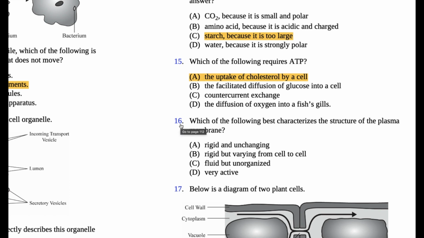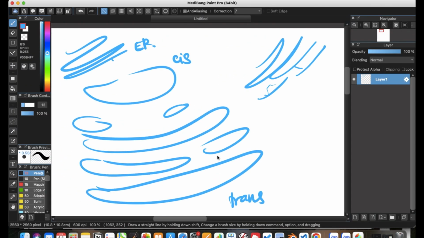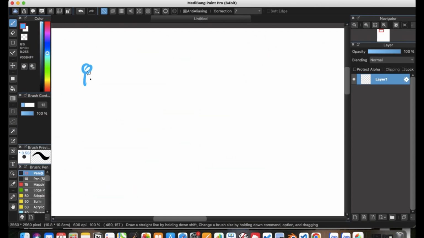Which of the following best characterizes the structure of the plasma membrane? And you can see that plasma membrane rigid and changing? No, obviously not. Rigid but varying from cell to cell? No, absolutely not, because the plasma membrane is actually not rigid at all. The plasma membrane is made of these phospholipid bilayers, right? And you can see here there are cholesterols to just consolidate it a little bit.